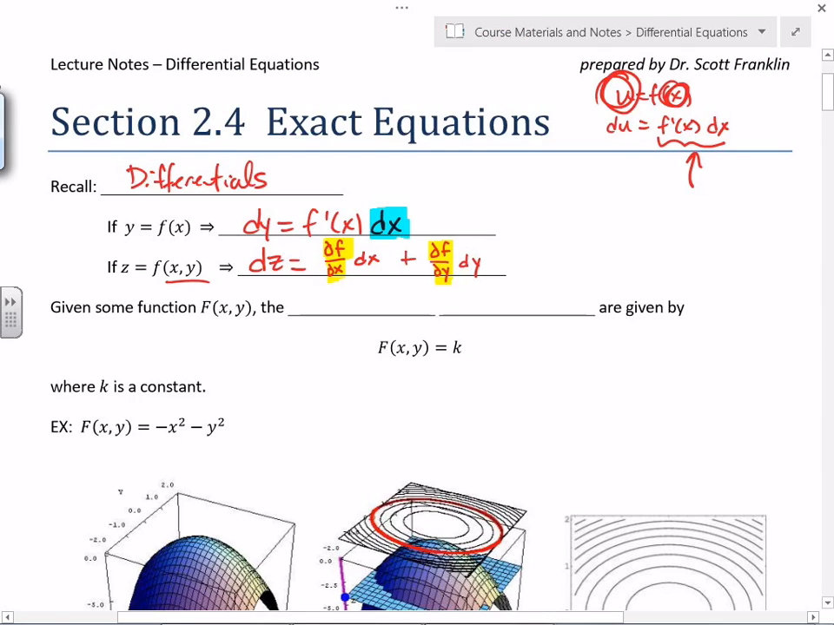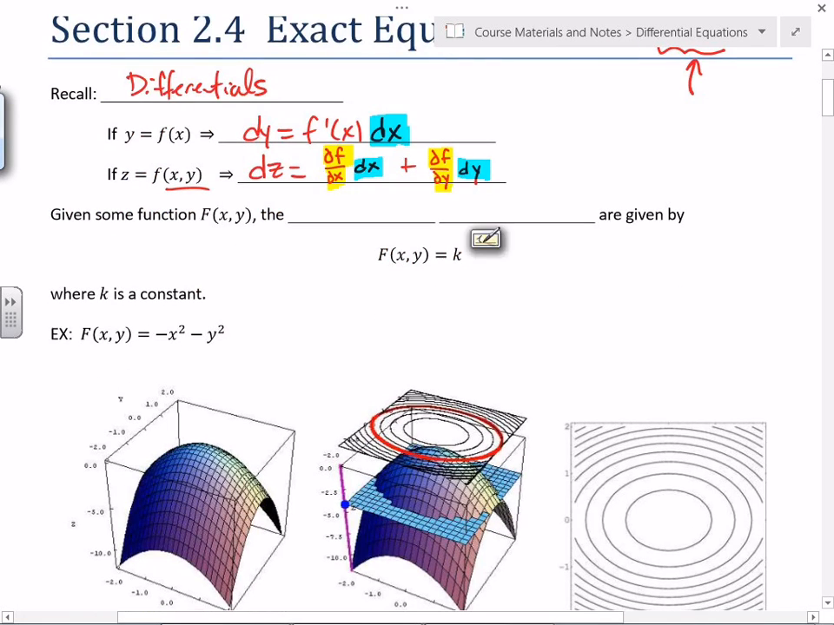This dx represents a small change in x. So for a small change in x, you multiply that times the derivative of the function. That'll tell you how much y will change as x changes. Now, if you're talking about a function that depends on two variables, then a small change in both variables can predict what the change in that dependent variable will be according to this formula.